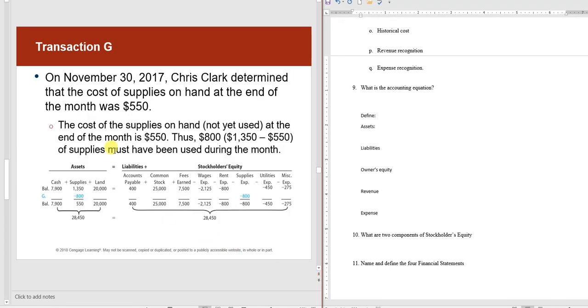They determined the cost of supplies on hand at the end of the month was $550. This is kind of a complicated one to have in chapter 1, but now look at your supplies. I had $1350 on hand. I said there were $550 left, so I must have used $800. So sometimes I determine how much I've used by counting them, and whatever's not there has been used. So if I've used it up, it becomes an expense. So I record it under supplies expense and take it out of supplies.